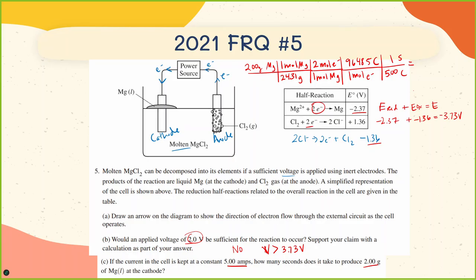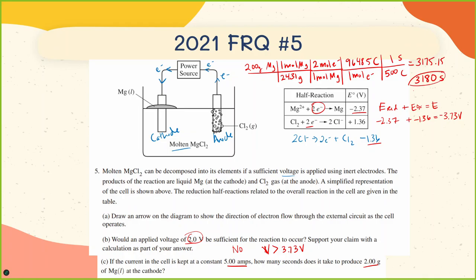So 2 times 2 times 96485 divided by the 24.31. I do think that's magnesium. I might be wrong, but I'm pretty sure that's magnesium. And then divided by 5. Okay, so 3 significant digits. I'm getting 3175.15. So keep the 3, keep the 1. This turns to an 8. That's what I got. That many seconds.